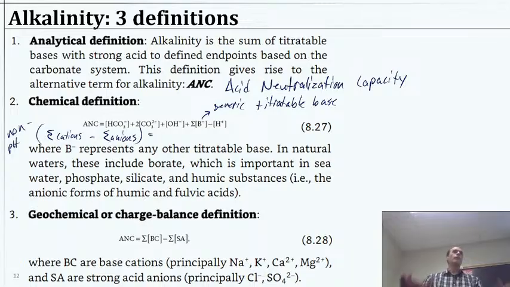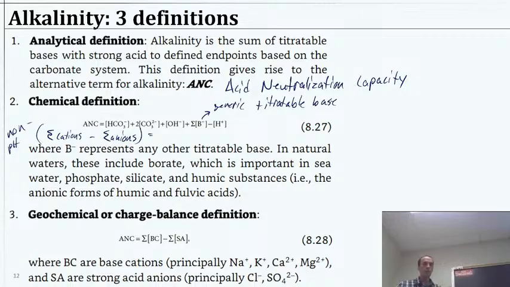Okay, so we had that equation that we talked about. I'll continue reading here. So we say B minus represents any other titratable bases. In natural waters, that could include borate in seawater, maybe there's phosphate, silicate, humic substances. I guess borate is maybe more important for seawater. Ionic forms of humic acids, fulvic acids, which is basically like the organic matter from soils and decaying leaf matter and stuff.